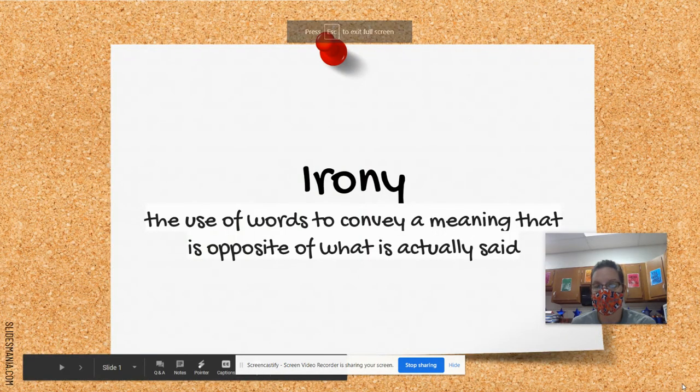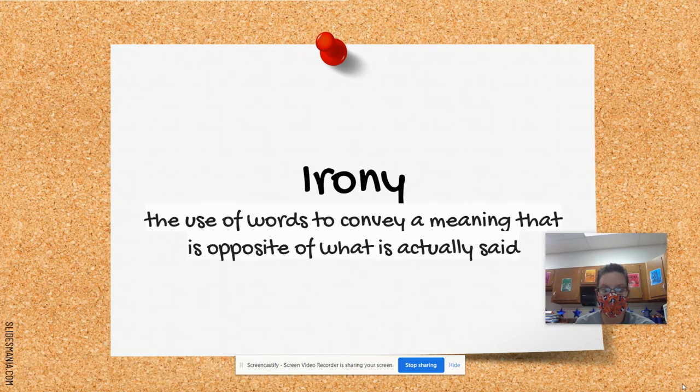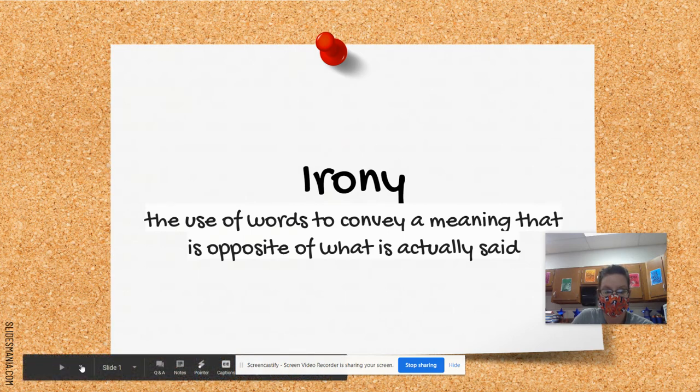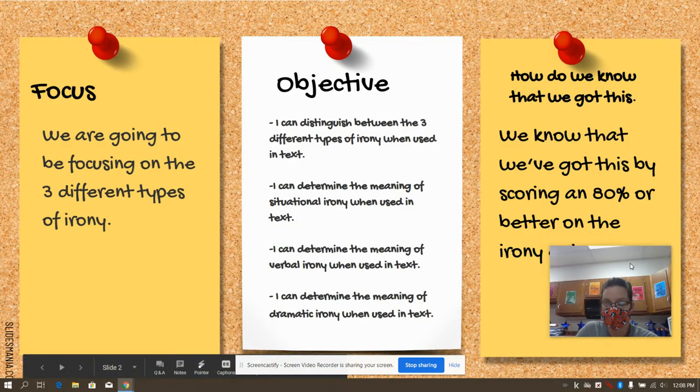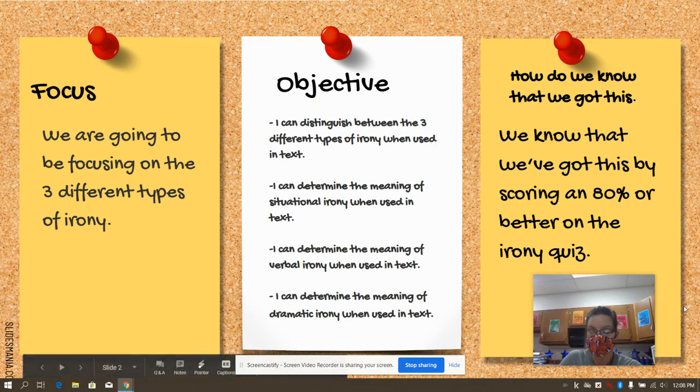Hey guys, we're going to move into our next grammar lesson, which is all about irony. Irony is the use of words to convey a meaning that is the opposite of what is actually being said. Our focus this week, and actually for the next 2 weeks, is on the three different types of irony, and I'll go over them in a little bit.